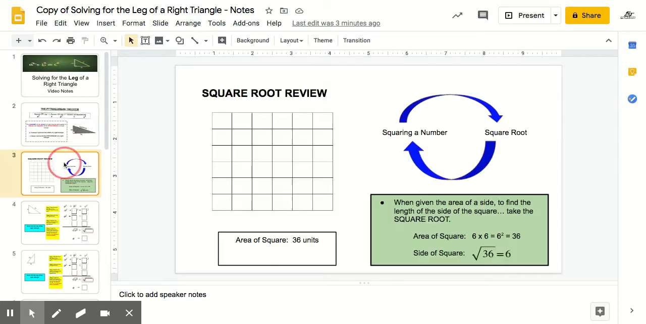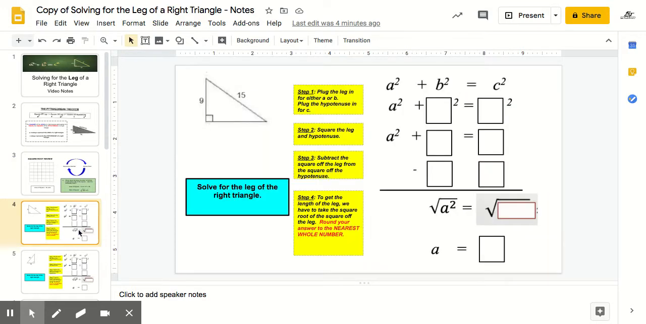Also, please remember that we are going to have to square numbers and we are going to have to take the square root of a number. So squaring a number is multiplying the number by itself, and finding the square root of a number is identifying the number that we can multiply by itself to get the number inside the radical or inside the square root. Okay, so let's do some examples here.